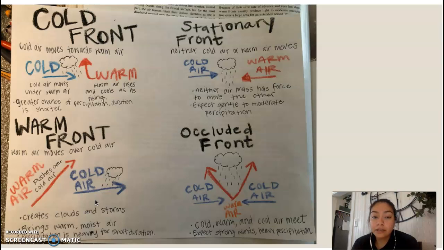An occluded front is where cold, warm, and cool air meet. You can see how the cold air is coming from two opposite sides and is meeting with the warm air, which is then pushing the warm air upwards. You could expect strong winds and heavy precipitation during occluded fronts.